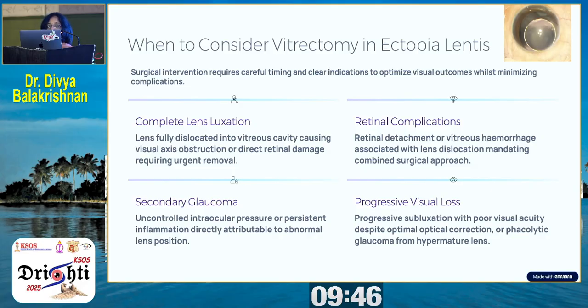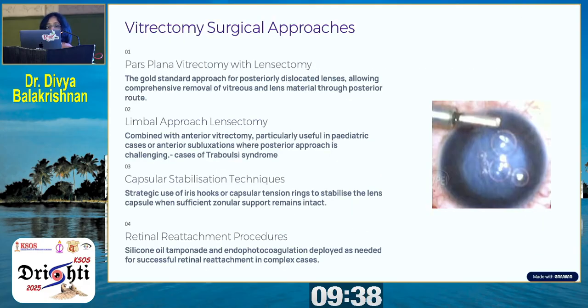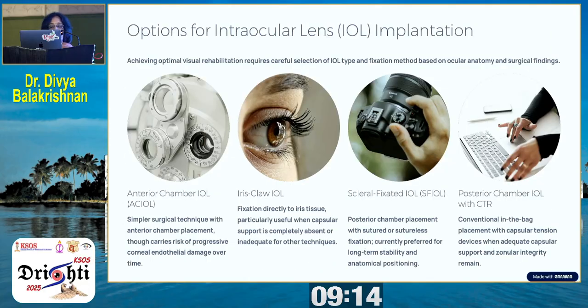And anywhere when there is an indication for surgery, and especially when it is quite posterior, then a VR person should intervene. The option is a pars plana route, which is a lensectomy, and in some cases we even tend to do it from an anterior route, especially if the lens is quite anterior, and in syndromes like Trabulsi, where the risk of scleral thinning and exposure would be more. The other techniques have already been mentioned. And whenever there is an associated retinal detachment or anything, then again a VR approach is needed. So IOL options have already been mentioned.